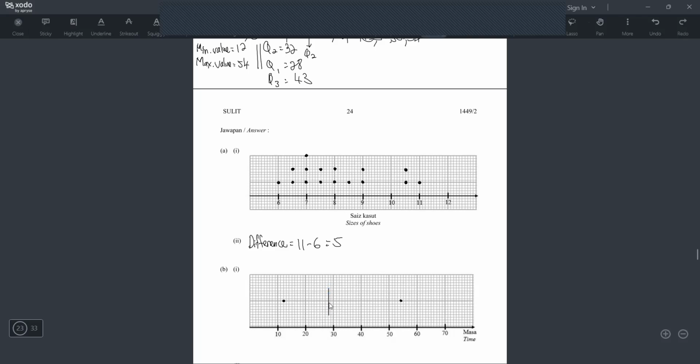Yeah, boleh lah, good enough lah. Don't have to be perfect. 1, 2, 3, 4, 5. Okay, so that's my 28. Okay, my Q2 is 32. 32 dekat mana? 31, 30 here, 31, 32.